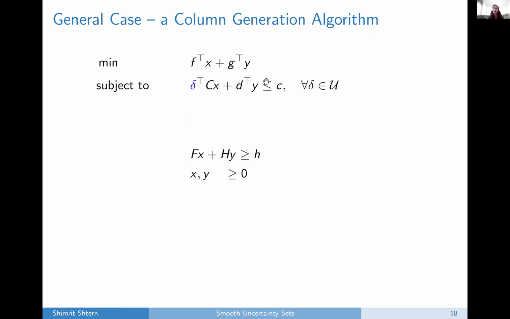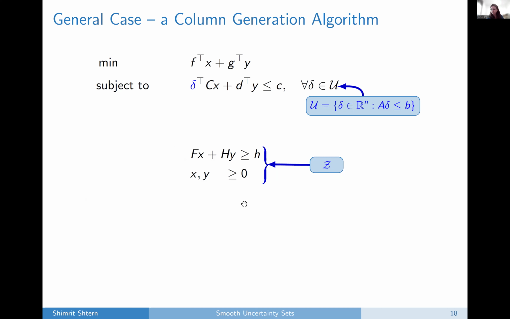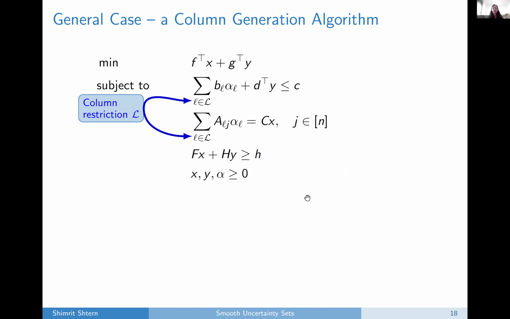So this is our problem, and we can technically write our uncertainty set as linear inequality constraints with A and B. So this is a more general column generation algorithm. And this is our Z. Here we assumed it's linear for simplicity. Okay, so here we assume that X and Y are continuous.